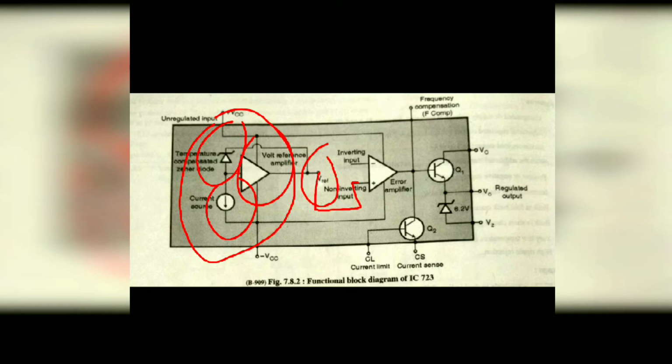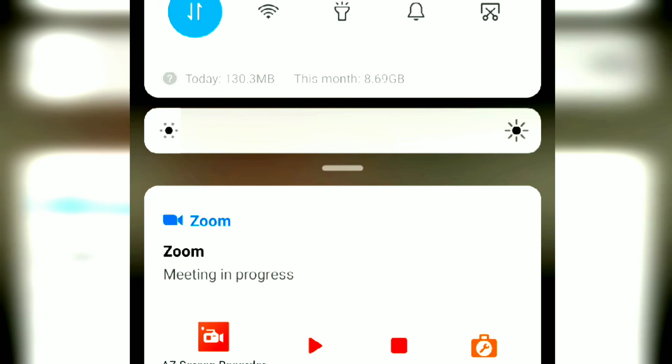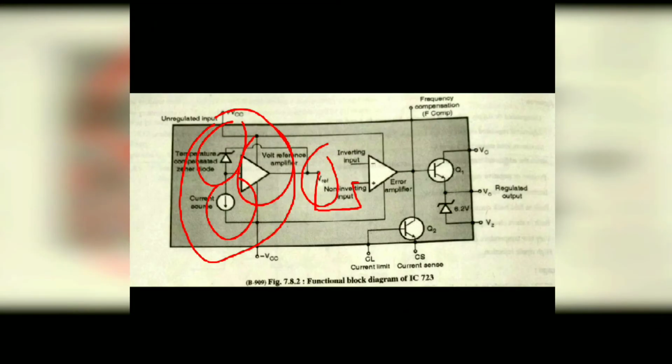Now the next point is the error amplifier. Error amplifier is a high gain differential amplifier with two inputs. One is inverting input and another is non-inverting input. The non-inverting terminal is connected to the internally generated reference voltage, as I have already told you.